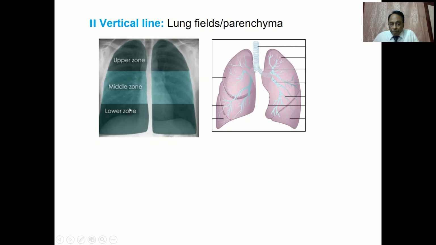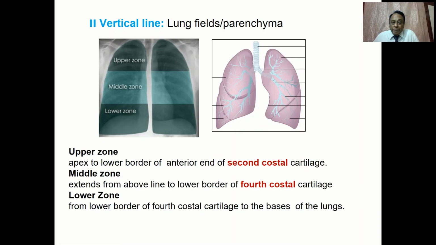How to do that? You simply make three horizontal markings. The first one, the upper zone, extends from the apex to the lower border of the anterior end of the second costal cartilage. The middle zone is the one that, from the above line, extends to the lower border of the fourth costal cartilage, and it includes the hilum.